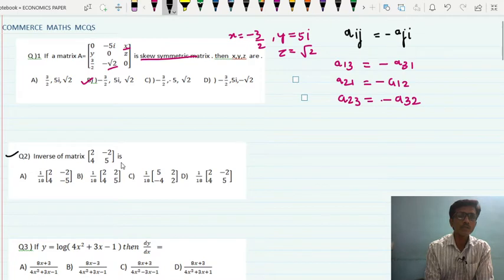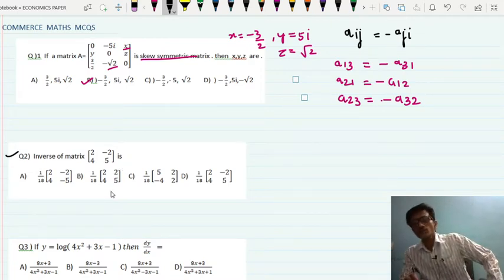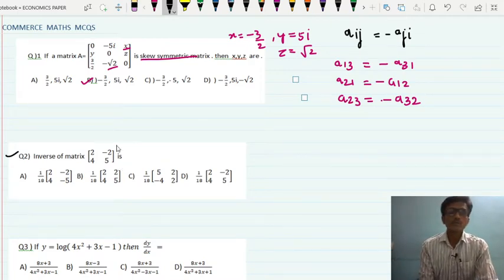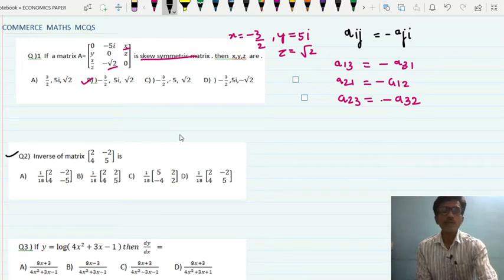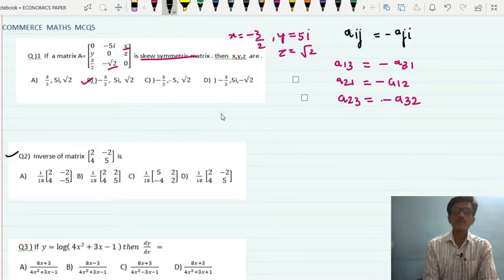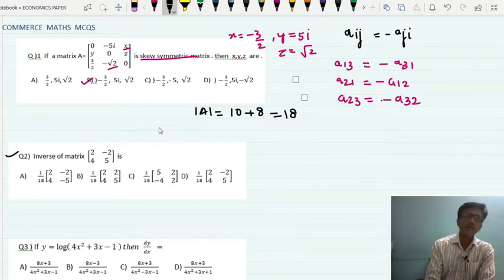Inverse of the given matrix. This given matrix is a 2 by 2 matrix, so it is easy to find the inverse of this matrix. First of all, we will find the determinant of A. What is the determinant of A? Determinant of this matrix will be 10 minus of minus 8, that is plus 8, which is 18, which is the determinant of A. And what is the adjoint of this matrix?